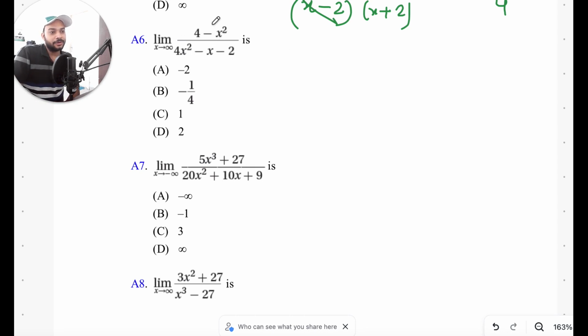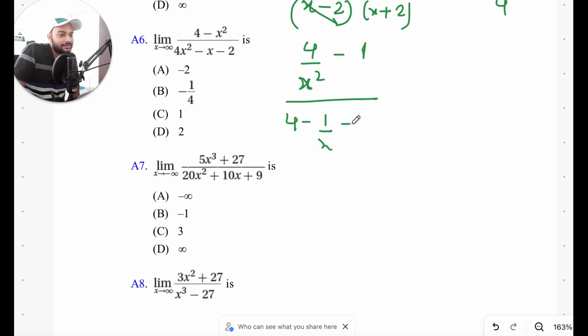In the numerator, the degree of polynomial is 2. In the denominator, it's also 2. So this is going to give us a real value, not a whole number necessarily, but a real value. So for 4 minus x squared, I divide the numerator and denominator by the highest degree of x, that is x squared. So 4 over x squared minus 1 over 4 minus 1 over x minus 2 over x squared.